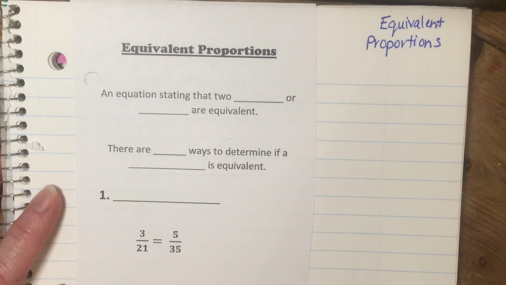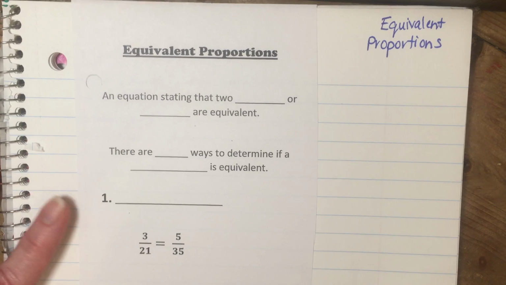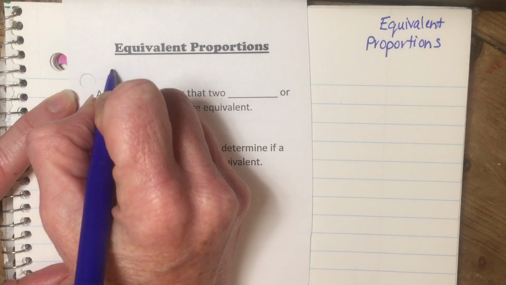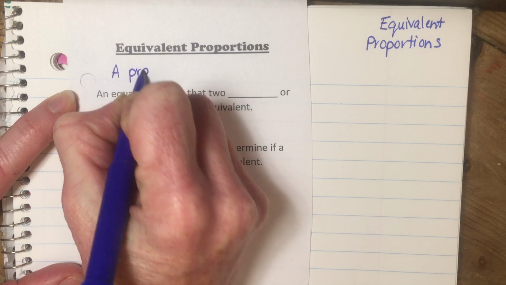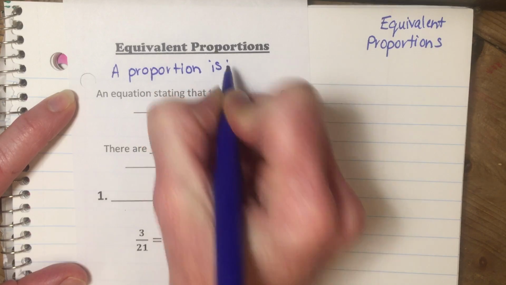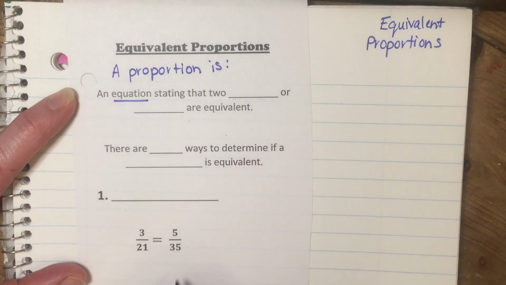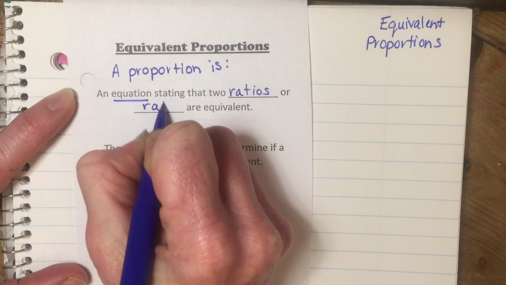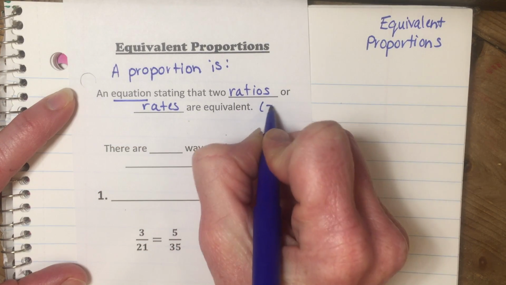Hi everybody, this video is about equivalent proportions and how you determine if two ratios make a proportion. So let's review what a proportion is, and if you have this foldable, go ahead and fill it in with me. A proportion is an equation stating that two ratios or rates are equivalent, basically are equal.